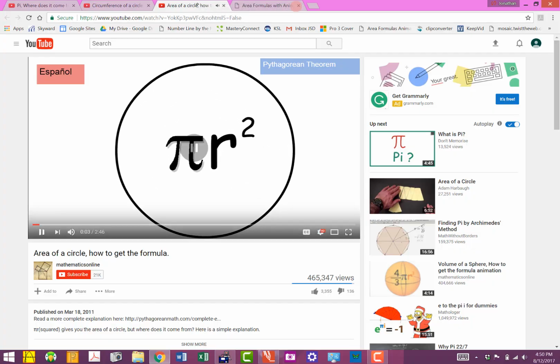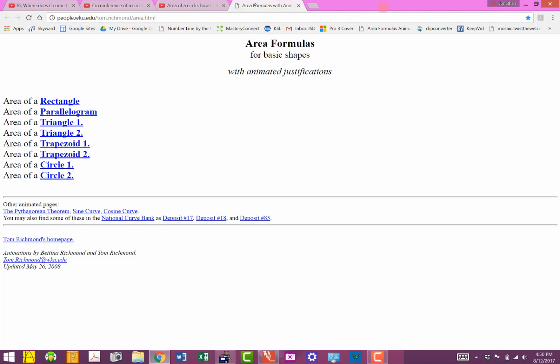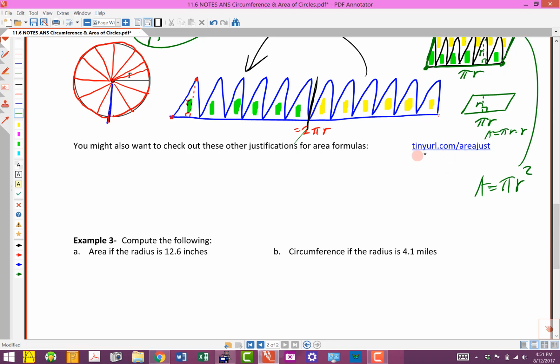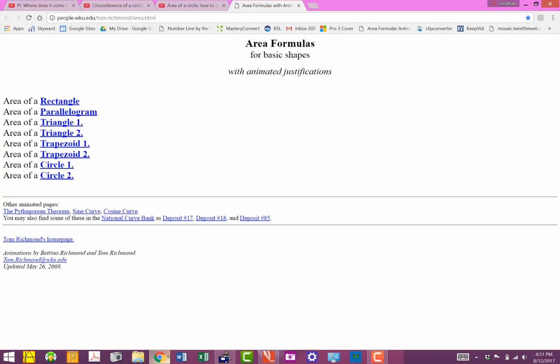Okay, so let me get rid of that, and I'm going to come over here. This is the last one. So this is that one right here. I did tinyurl.com area, just for area justification. This actually has an area justification, or an argument or a proof, for each one of these. So for rectangles, triangles, parallelograms, a couple for triangles, a couple for trapezoids, and then a couple for circles also. If you go to those websites, you can see a good justification for each one of those.